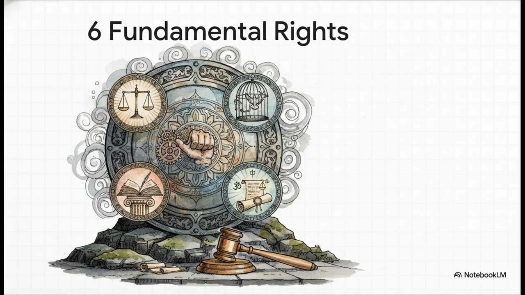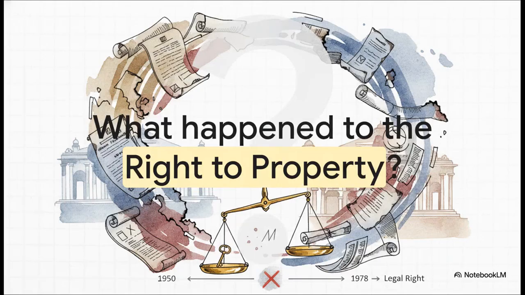These rights are what we call justiciable. Basically, if the government violates them, you can go straight to the courts to enforce them. They are literally the bedrock of political democracy in India. But wait a second. If you're a bit of a history buff, you might be looking at that list and thinking, what happened to the right to property? Because originally, there were 7 fundamental rights. So where exactly did it go?